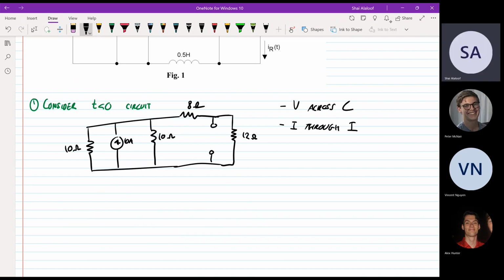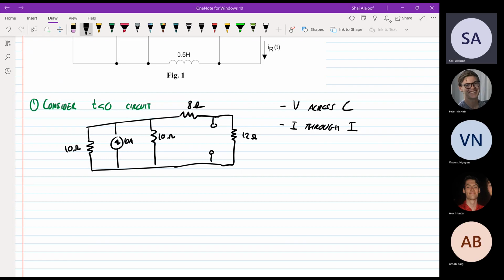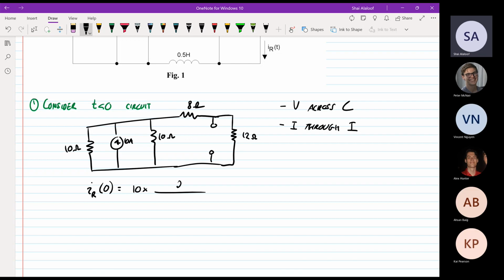In this case, the current that's going through the inductor is also the current that's going through the resistor. So we can just say, I'll call it I subscript R of 0. And I hope you realize that this is just a current divider, right? Because you've got a 10 amp current source, which is in parallel with two 10 ohm resistors and one 20 ohm resistor if you combine these in series, right? ELEC 111 knowledge, you guys. So 20. Oh, sorry, it should be 1 on 20.